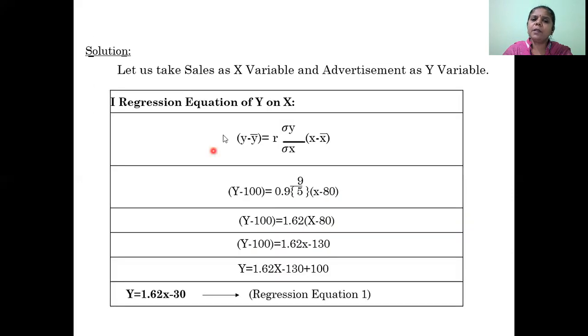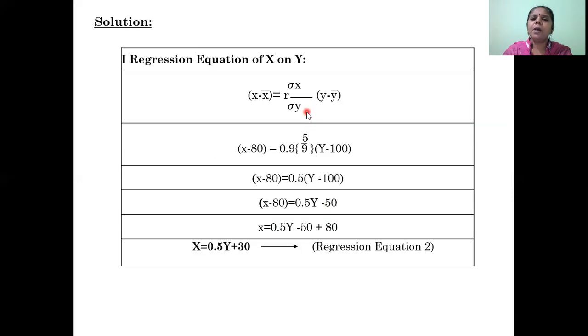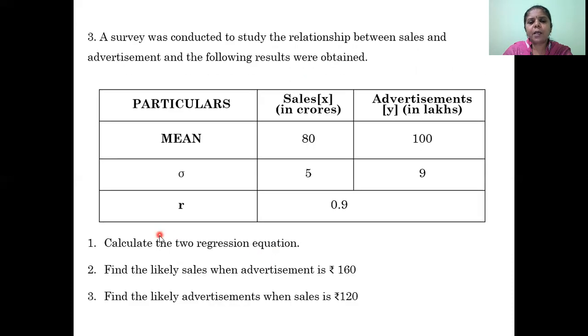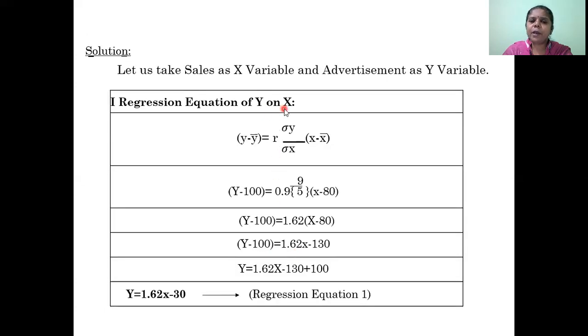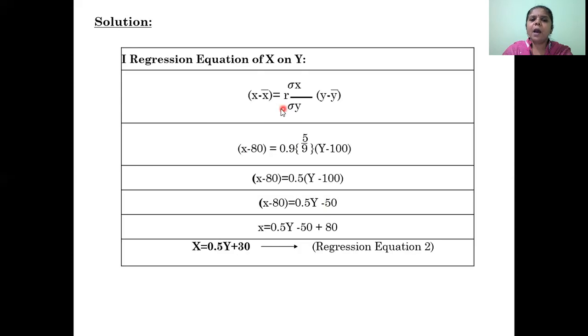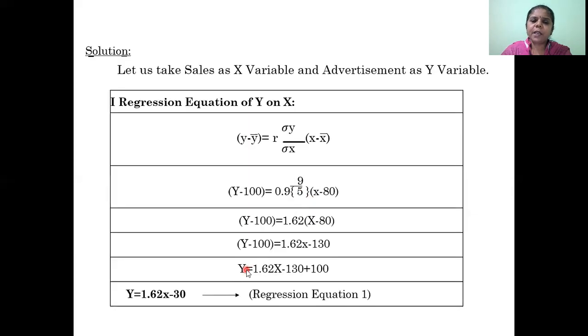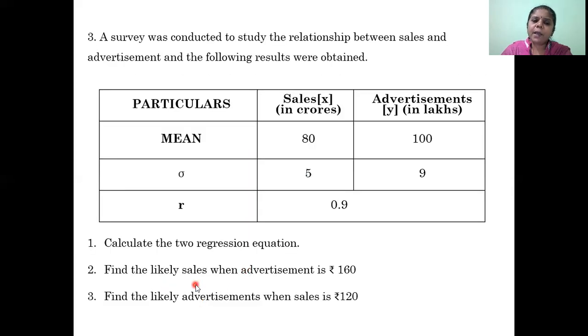So this is the y on x equation, and this is the x on y equation. Like that, we have to compute the two regression equations. In the question, they asked us to calculate the two regression equations; we have found y on x as the first equation and x on y as the second equation. The second question they are asking is to find the likely sales when advertisement is 160.